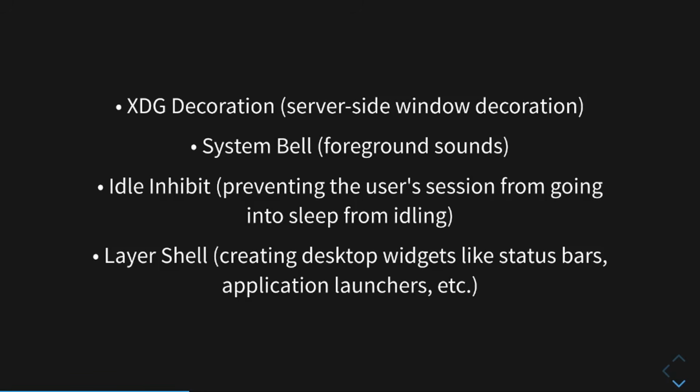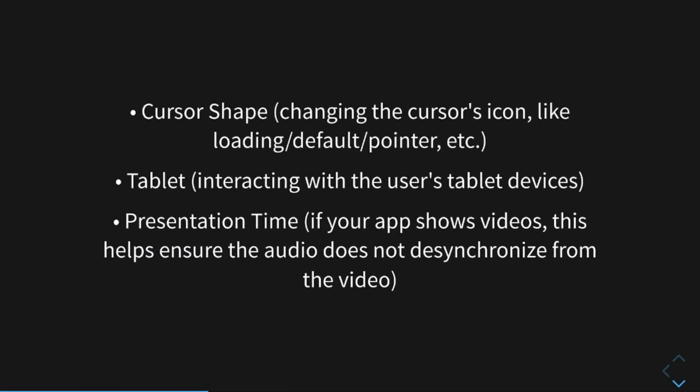Then there's layer shell. Layer shell essentially just lets you create desktop widgets like status bars, application launchers, and a lot more. There's cursor shaping. This is the same protocol that Chromium uses on Wayland. This essentially just lets you change the cursor's icon, like setting it to a spinner or the default state or the pointer or something like the resizing texture.